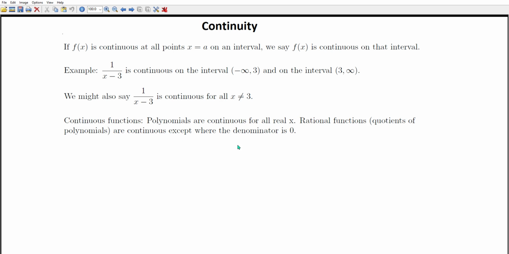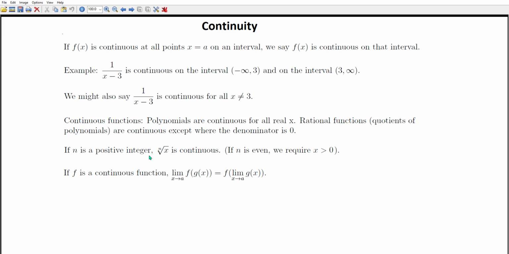Now some continuous functions. We've seen polynomials are continuous for all real x. Rational functions, which are quotients of polynomials, are continuous except where the denominator is 0. If n is a positive integer, the nth root of x is a continuous function as well, with the caveat that if n is even, we need x to be positive because we cannot be taking even roots of negative numbers.